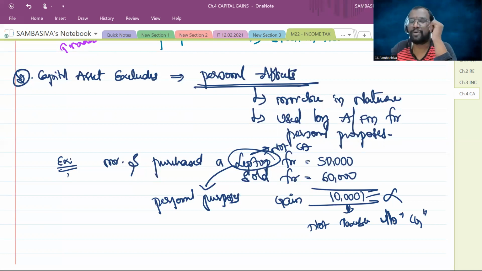Number two. Sir, I purchased a mobile phone for my personal purposes. I purchased it for some 30,000, sold it for 35,000. I got a gain of 5,000 rupees. Now, will it be taxable? No, again, because a mobile phone is a personal effect. Number three: I purchased a car for my personal purposes, purchased for 10 lakhs, sold it for 12 lakhs. I got a gain of 2 lakhs. Will it be taxable? No, again. A car is a movable asset used for personal purposes.